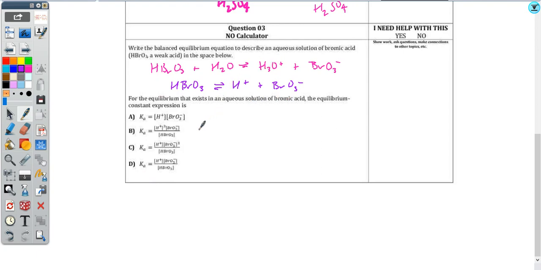Both are completely acceptable. So like any K, it's concentration of products over concentration of reactants, and you aren't going to include pure liquids. So water is out, even if you use that magenta representation. And it's raised to their stoichiometric coefficients, all of which have a coefficient of 1.